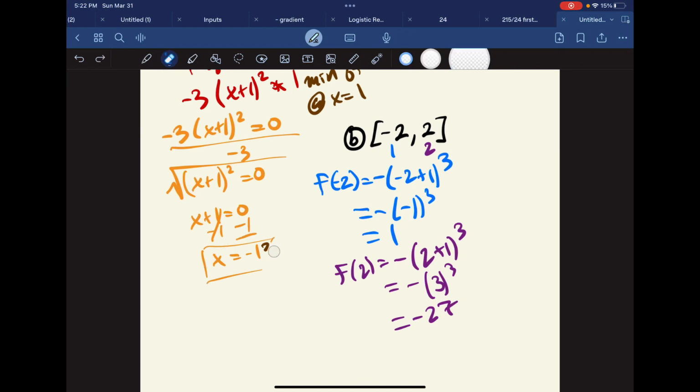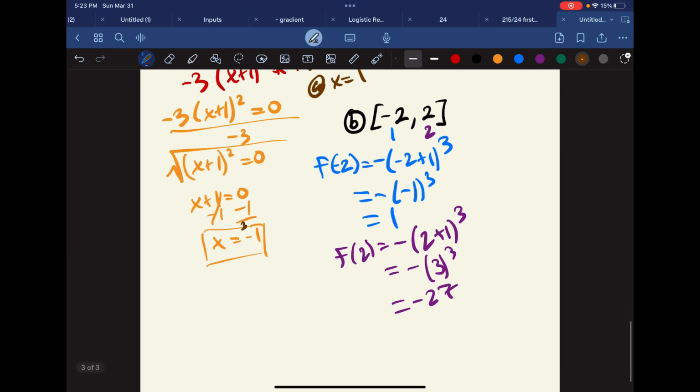It looks like it's saying negative 13, but it is not. That's just our third candidate for our critical points. So h of negative 1, that's just going to be negative (negative 1 plus 1) cubed. That's going to be negative 0 cubed, and as we all know, that's just going to be 0.